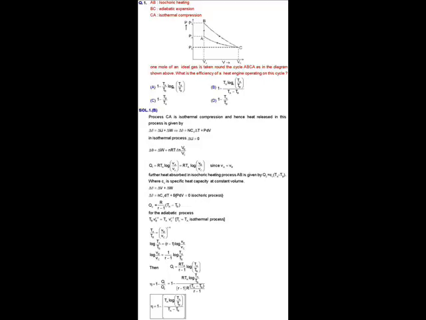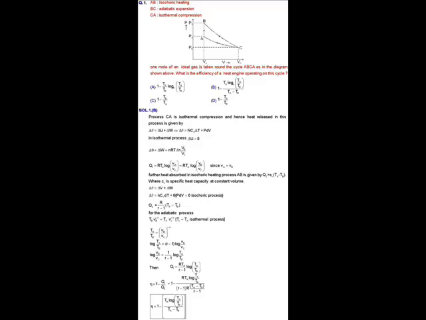So by the first law of thermodynamics, we know that ΔQ equals ΔU plus ΔW, where ΔQ is the change in heat, ΔU is the change in internal energy, which equals nCvΔT for an ideal gas, and ΔW equals PdV, the change in work. So ΔQ equals nCv dT plus PdV.